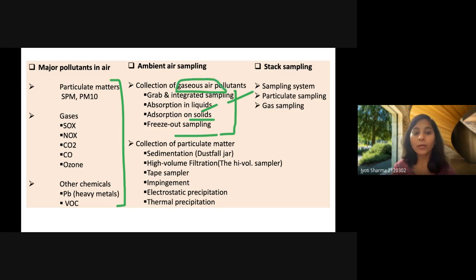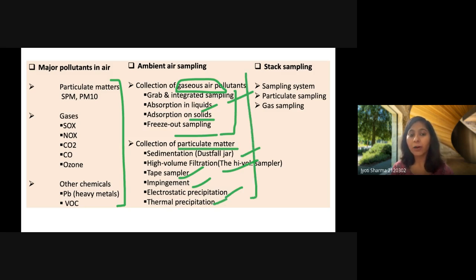But if we want to collect the particulate matter, if we want to see the nature of particulate matter that we have in the environment, then again we have different methods. For example, sedimentation, high volume filtration, tape sampler, impingement, electrostatic precipitation, thermal precipitation. So we will talk about this in brief using MCQs, right?